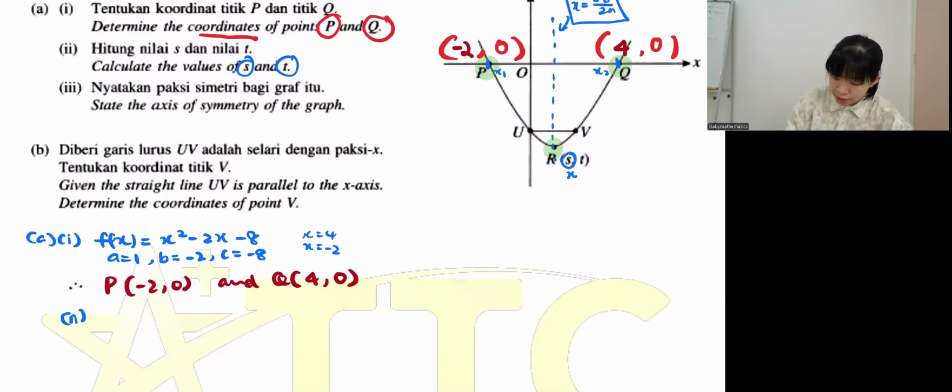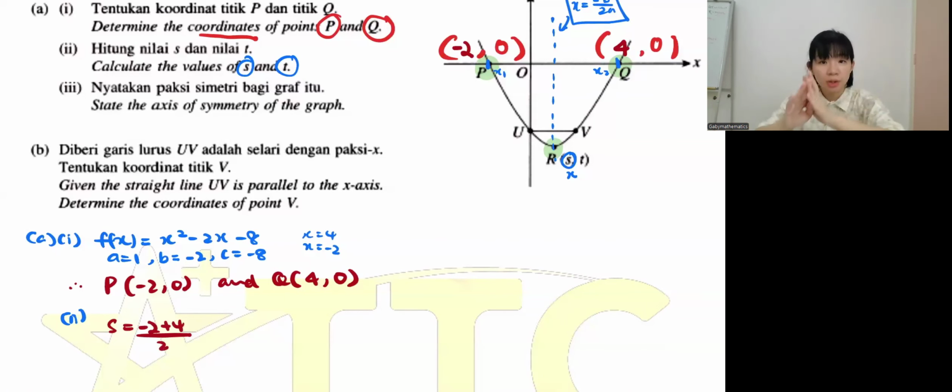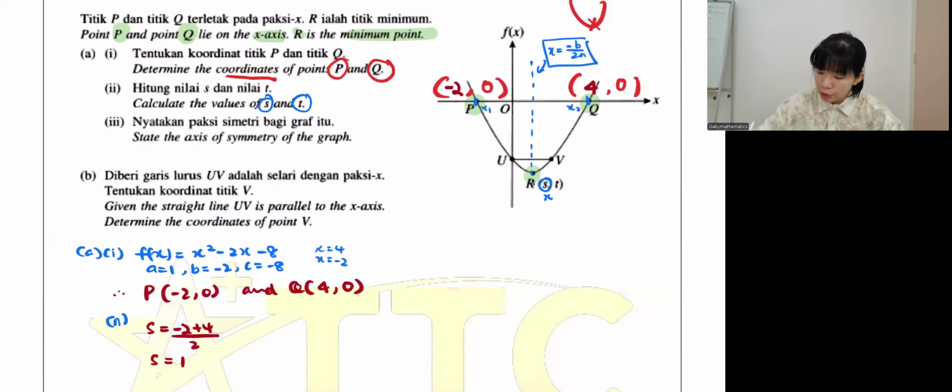Okay, we can use this to find S: -2 plus 4, divided by 2. Add these two numbers together, divided by 2, is the middle. Okay, S equals 1. So do you get 1? Now, you can repeat. We know P is actually -2. We know Q is actually 4.